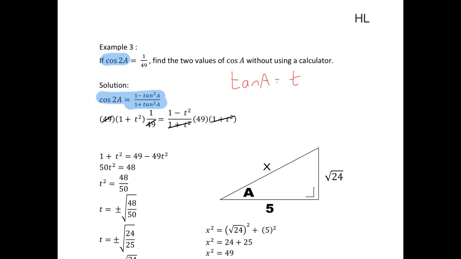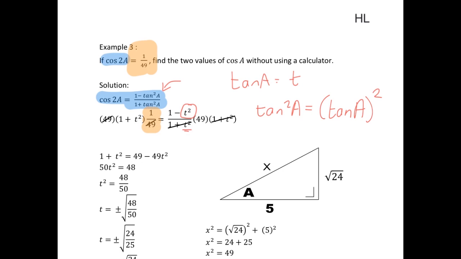And just to keep in mind, when we write tan squared a, it's the same thing as writing tan a squared. So wherever I see tan a, I'm going to write t. So for example, this tan squared a here will become a t squared, which is here, and likewise on the bottom. And we're told in the question that cos 2a is equal to 1 over 49. So that's going to go in instead of our cos 2a.